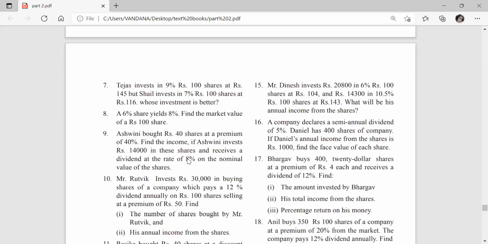Question number 8. A 6% share yields 8%. A 6% share, मतलब जिसका डिविडेंड 6% है, ये yield करता है 8% का रेट ऑफ रिटर्न. Find the market value of a rupees 100 share. This is question number 8.